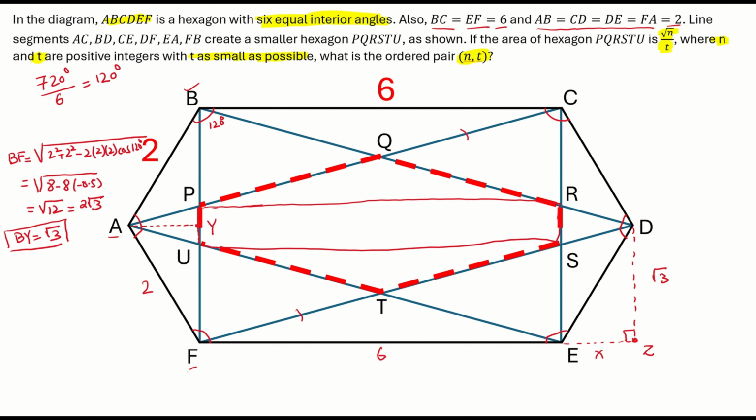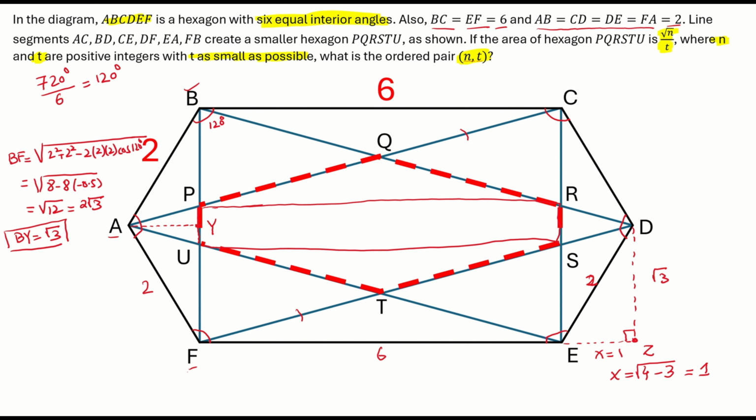And we also know the distance from E to D, which is equal to 2. So if that is the case, I can figure out my X using the Pythagorean theorem. So the value of X will be equal to the square root of 2 squared, that is 4, minus root 3 squared, that is 3, which equals 1.